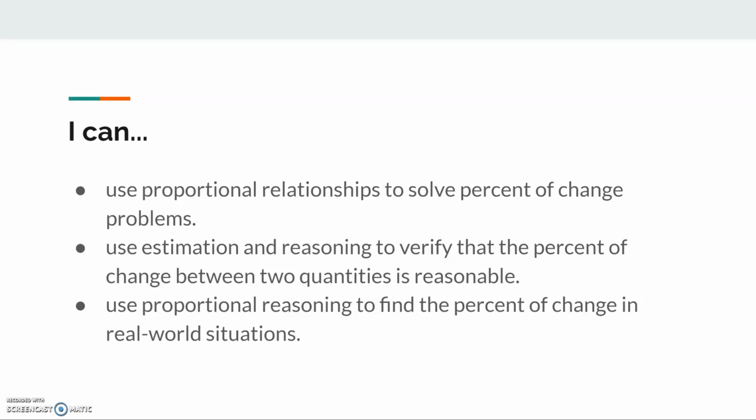We did a whole unit on proportional relationships. Now we're going to use them to solve percent of change problems. Use estimation and reasoning to verify that percent of change between two quantities is reasonable, and use proportional reasoning to find the percent of change in real-world situations. So we use percent of change a lot in the real world.